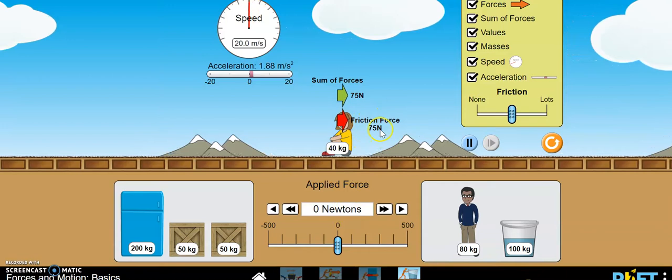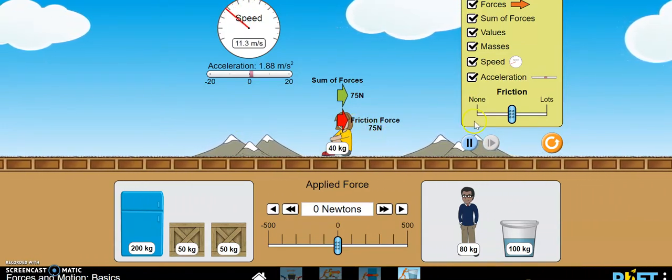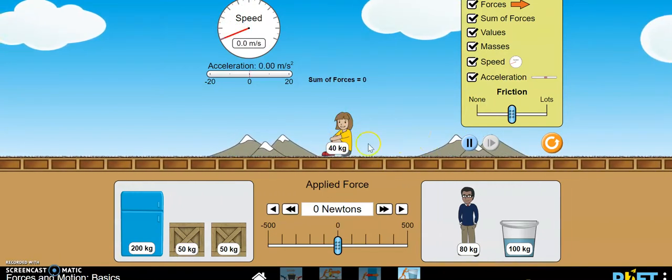Okay, friction always opposes the direction something is trying to move. So if you're pushing to the left, friction's to the right. If you're pushing to the right, friction is to the left. Last little thing to note.